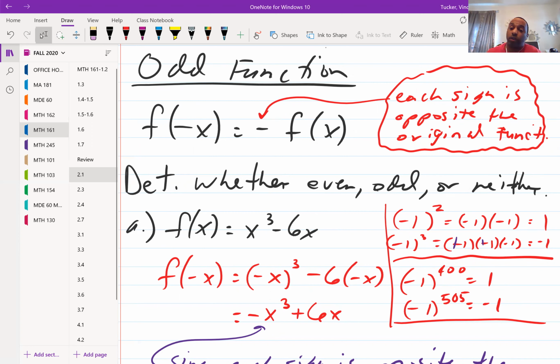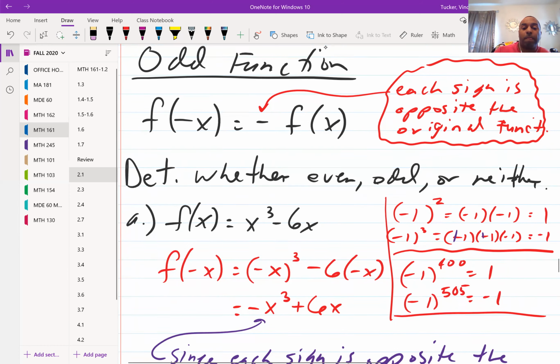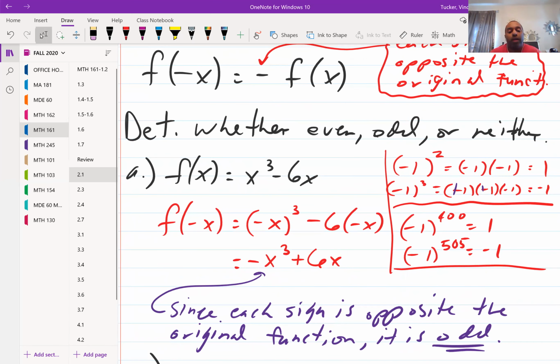So if I have -1 to the 400 power, I know my result is going to be a positive because 400 is even. And if I have -1 to the 505th power, the result is going to be -1 because 505 is odd. So going back to what we just did here, with x cubed minus 6x. Negative x cubed would result in negative x cubed. And then here, negative 6 times negative x is positive 6x. And if you compare that to your original equation, since each sign is opposite the original function, this function is odd.